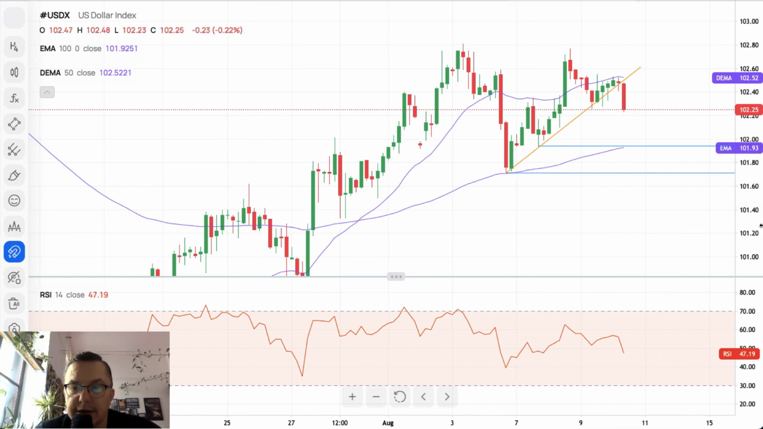Those are the local technical support levels. Overall, all in all, the US dollar is being sold across the board this morning. The outlook remains bearish. That's everything from me for today.